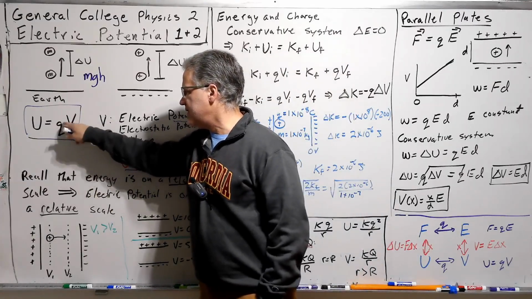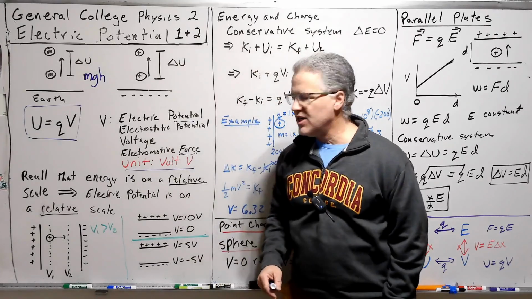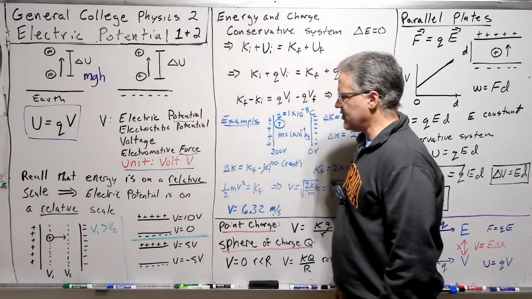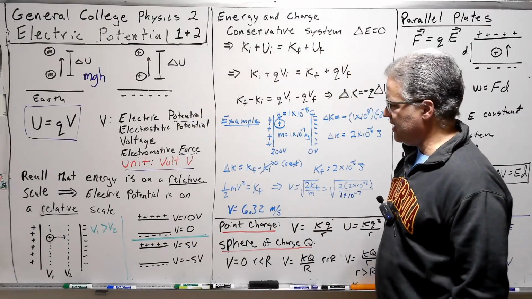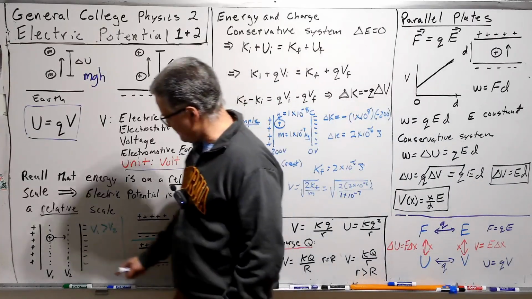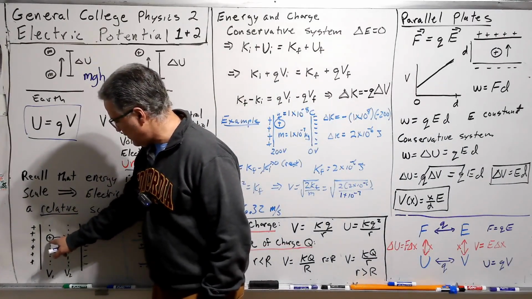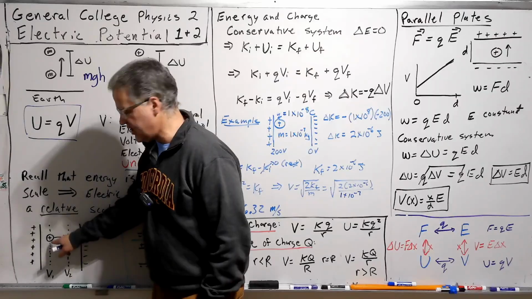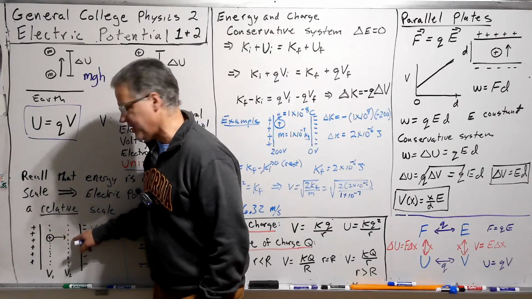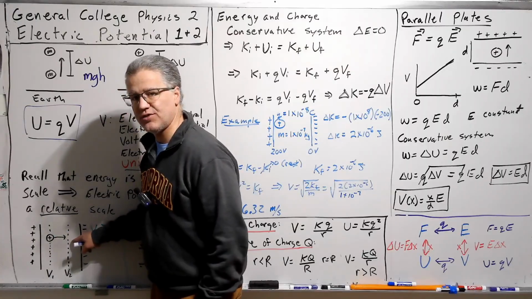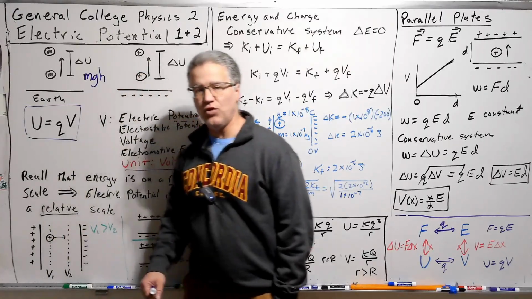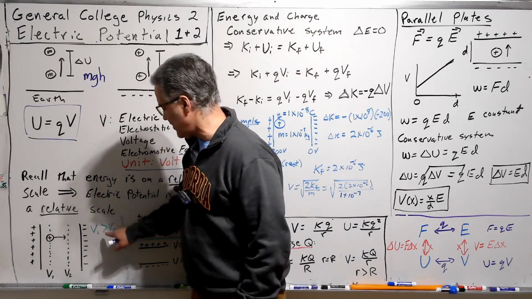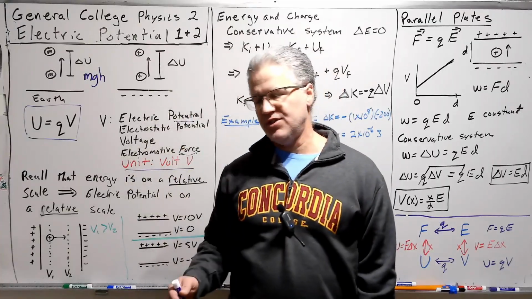Well, if the only difference between these is that we're multiplying by charge, then that means voltage, or electric potential, is also on a relative scale as well. And so how does that go? Imagine this parallel plate here, uniform electric field. We have a positive charge here that's going to want to go this way. It's going to reduce its potential energy as it goes this way. So that means it's going to reduce its voltage as it goes this way. So V1 has a greater electric potential than V2, that position there.